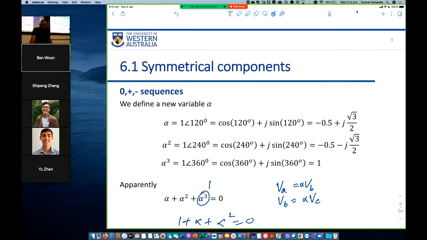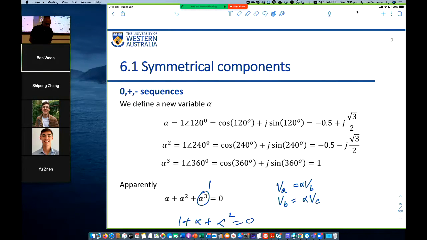Okay. So what we can do is define, because we are talking about phase differences of 120 or 240, alpha to be magnitude 1, phase angle 120. Alpha squared is obviously alpha times alpha, so you multiply the magnitudes together to get 1, and add the angles together, so it becomes 240. So if alpha is 1 angle 120, alpha squared is 1 angle 240, and alpha cubed will be, well, if you multiply 1 three times, it's still 1. If you add 120 three times, you end up with 360. So alpha cubed in fact is 1.